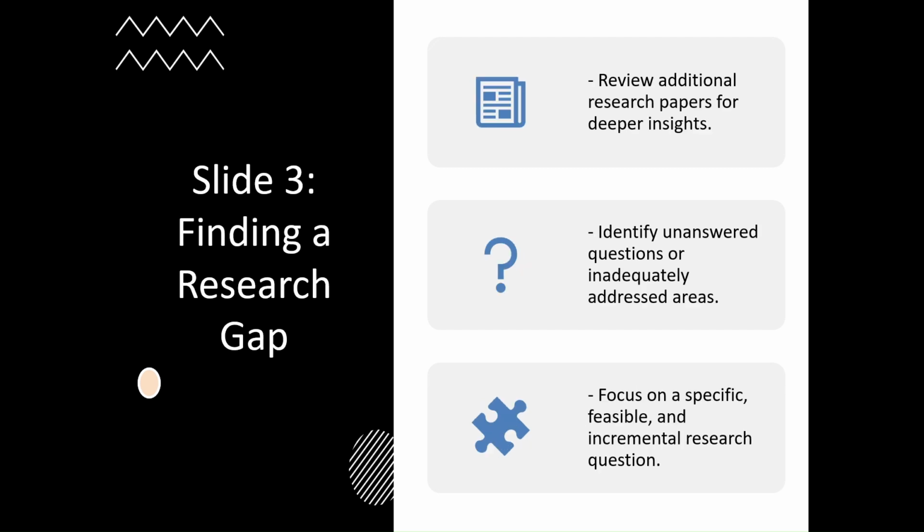Step 2. Finding a research gap. Review additional research papers for deeper insights. Identify unanswered questions or inadequately addressed areas. Focus on a specific, feasible, and incremental research question.